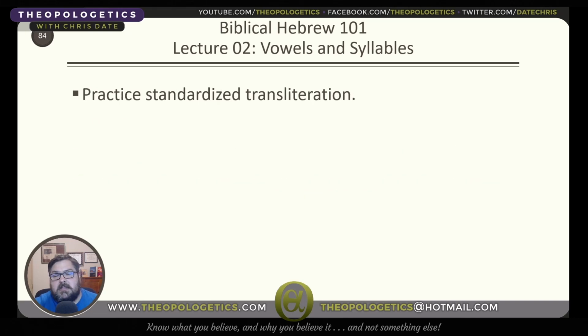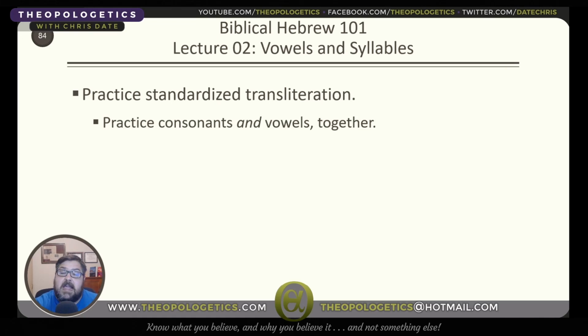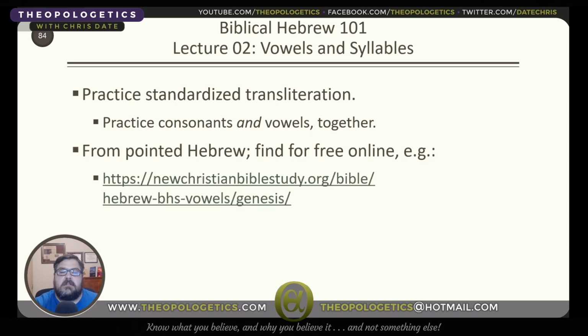Like I encouraged you to do at the end of the first lecture, where we learned the consonants, make sure that you are practicing this standardized transliteration here. And now that you know the vowels, you can practice the consonants and vowels together. So don't go from unpointed or consonantal Hebrew to English transliterations now. Now transliterate from pointed Hebrew, from the Masoretic text.